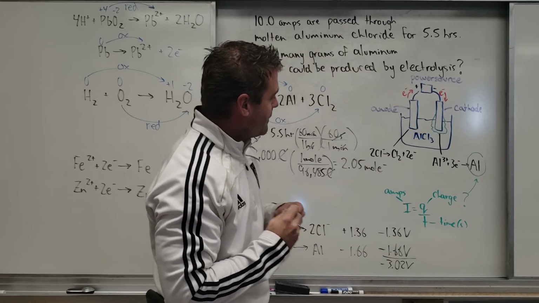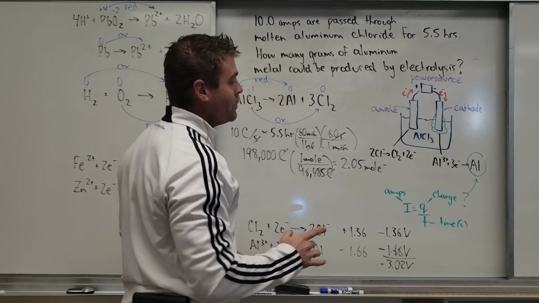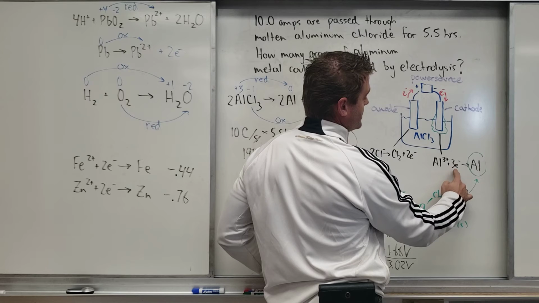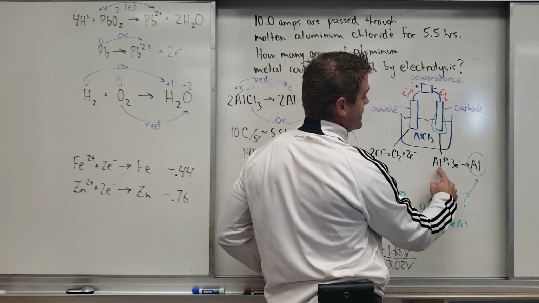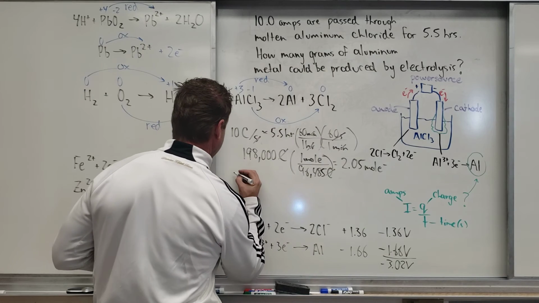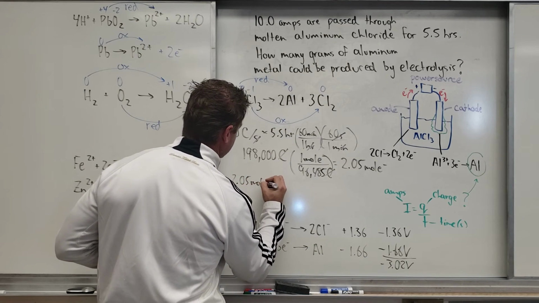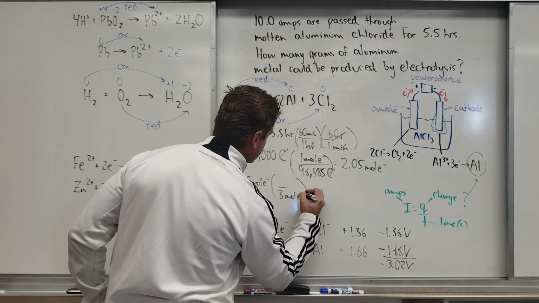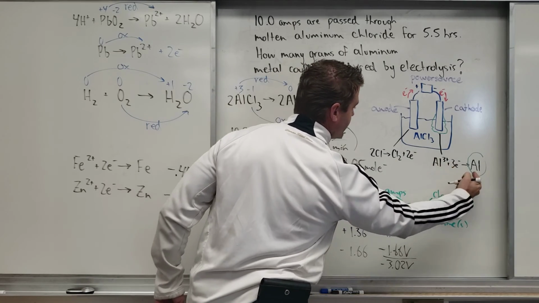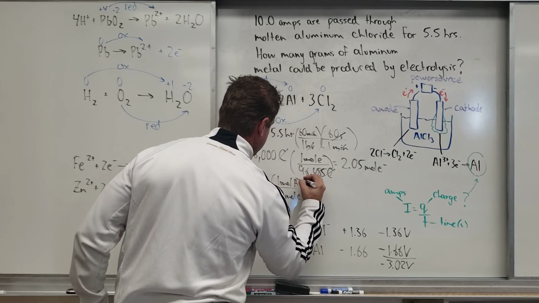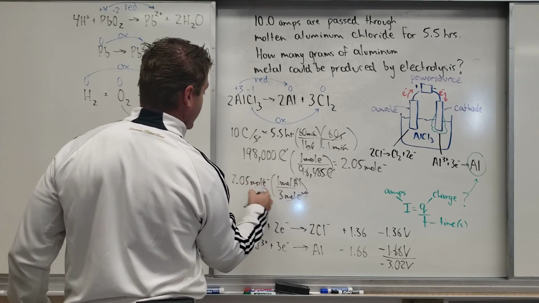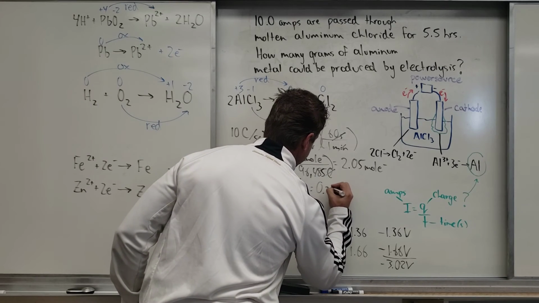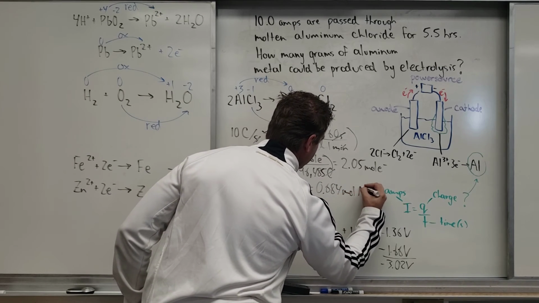You guys remember, ultimately what I want to figure out is how much aluminum am I going to produce? Well, you guys see, for every 1 mole of aluminum that's produced, 3 moles of electrons has to reduce this. So it's a 1-to-3 ratio. So basically I'm going to take my 2.05 moles of electrons and use this ratio here. 3 moles of electrons are required for every 1 mole of aluminum that is produced. So basically I'm going to take this value and divide by 3, and I'm going to get 0.684 moles of aluminum. So that's how much aluminum I produce.